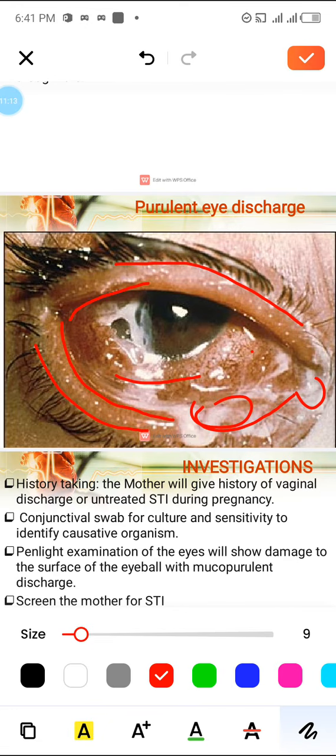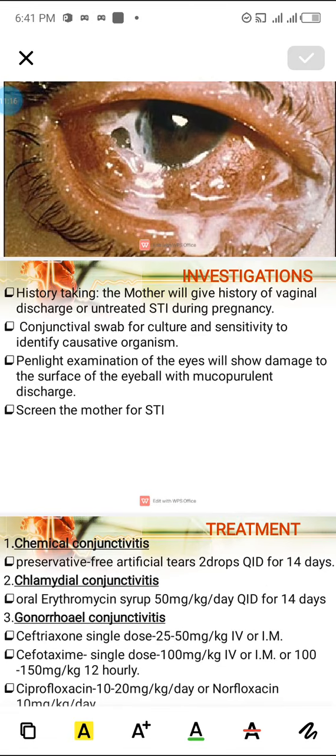So what about the investigations? If we go to the investigations, what should we have?